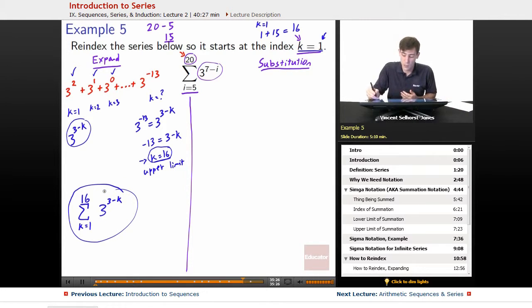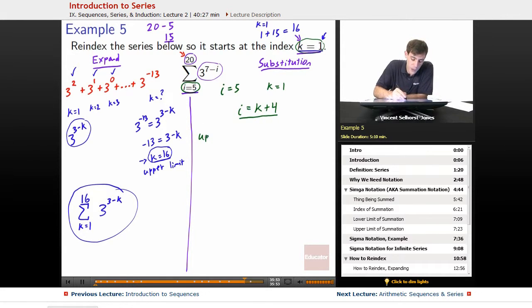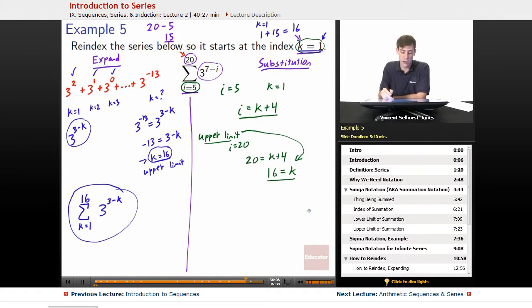Alternatively, we could do this through substitution. We could have also set this up by noticing, well, we've got i equals 5 here, and we want to start at k equals 1. So at the first place, we have i equals 5, and then at our second place, we have k equals 1. So if we have i equals 5 here and k equals 1 here, then we can see that i is equal to k plus 4. So if i is equal to k plus 4, this is just going to hold true in general, then what about our upper limit? When i is equal to 20, what will our k wind up being? So we'll have 20 equals k plus 4, which means 16 is equal to k for the upper limit.